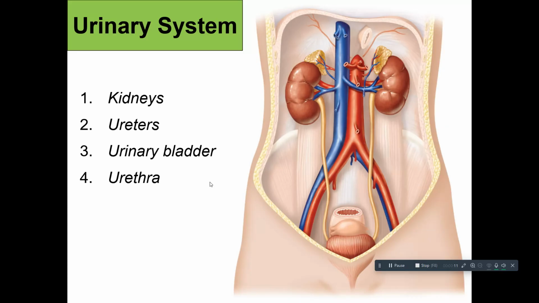In this video and the next, we're going to be talking about the four organs in the urinary system, including the two kidneys, which are always making urine, the ureters, which are carrying urine down to the urinary bladder. The urinary bladder, of course, is storing the urine, and the urethra empties the bladder, carrying the urine out of the body. So those are the organs we're going to discuss.